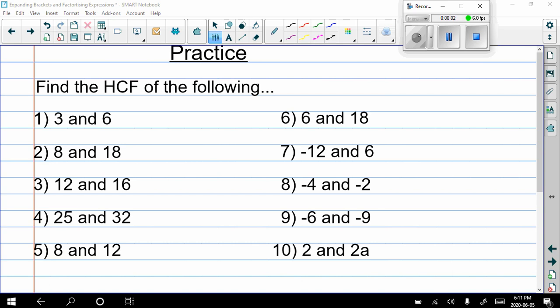So this is just a little bit of an add-on to our highest common factor bit because we forgot to do the practice questions. So at this point, if you'd like to pause the video, and then I'll go through the questions afterwards.